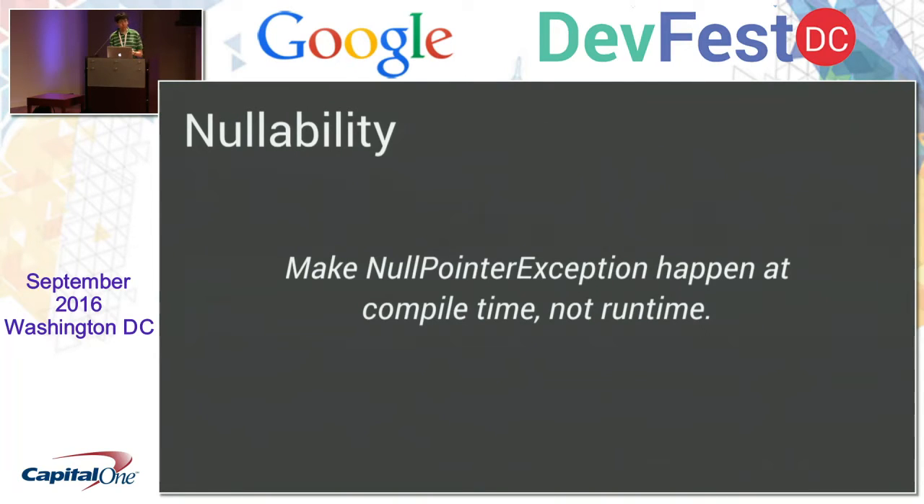So now we're going to move on to probably the big one that I talked about earlier, nullability. A goal of the language is to make the null pointer exception happen at compile time so you can catch it rather than at runtime. The way they accomplish this is by building nullability into the type system. So in Kotlin, all types cannot be null by default. That's not a valid value.